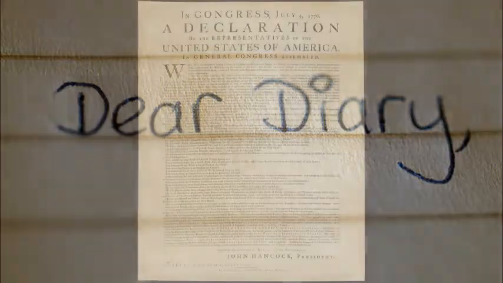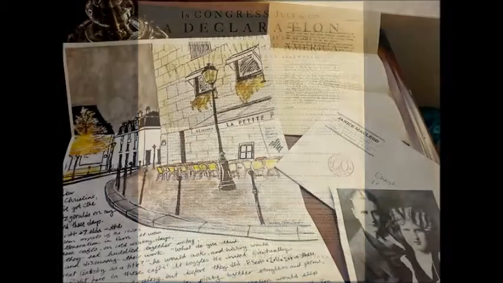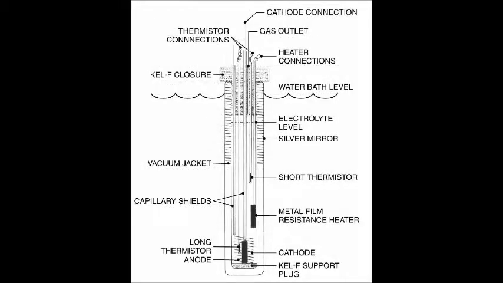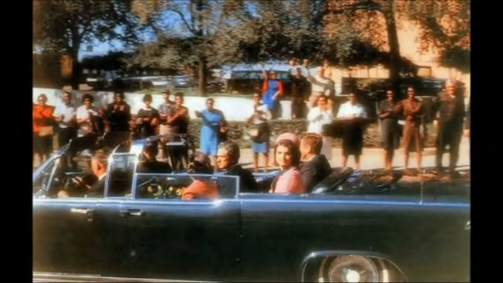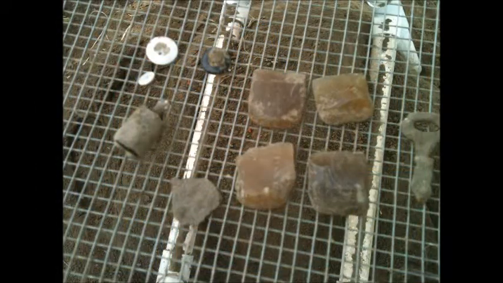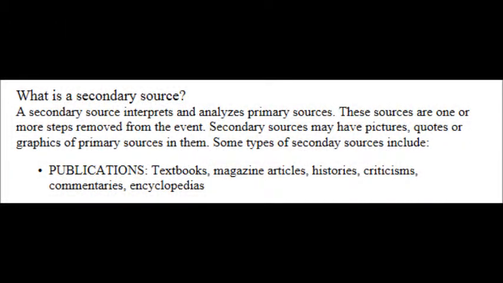Examples of primary sources include an original copy of the Declaration of Independence, a letter written by Zelda Fitzgerald, the minutes of the Claremont City Council, an illustration accompanying a paper outlining the results of an experiment on nuclear fusion, the so-called Zapruder film documenting the Kennedy assassination, the Ghent Altarpiece by Jan van Eyck, artifacts recovered from Chatsworth Plantation in Louisiana. In contrast, a secondary source, according to Princeton Libraries, interprets and analyzes primary sources.